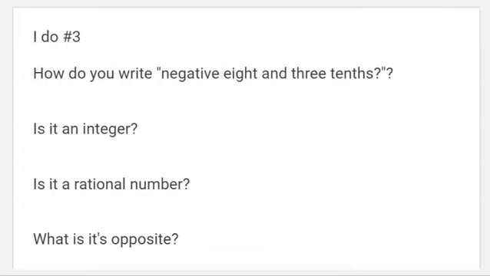One more. How do you write negative 8 and 3/10? Let's talk through that one the same way. Negative 8 and 3/10. You might write it like that. Or again, sometimes we see that in parentheses. You might write it like that. Those are both the same, and I just don't want that to be confusing to you.